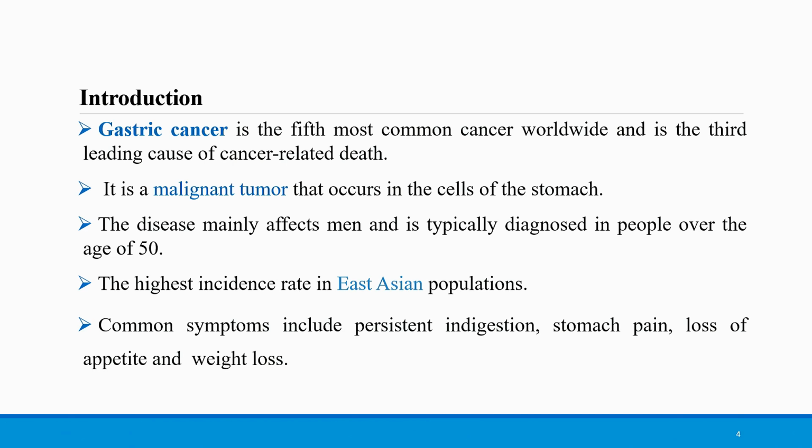Benign tumors do not spread fast, but the malignant tumor spreads very fast, all over the body, specifically to the cancerous part. The disease mainly affects men and is typically diagnosed in people over the age of 50. The highest incidence rate is in the East Asian population. Common symptoms include persistent indigestion, stomach pain, loss of appetite, and weight loss.